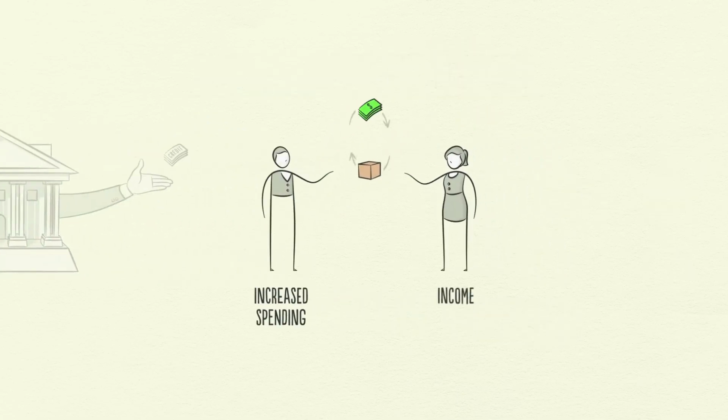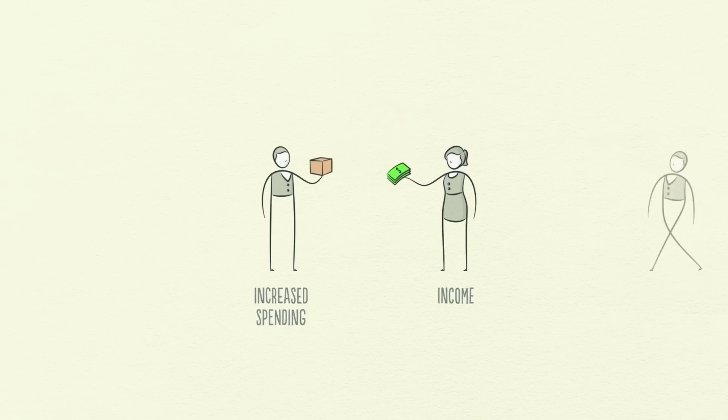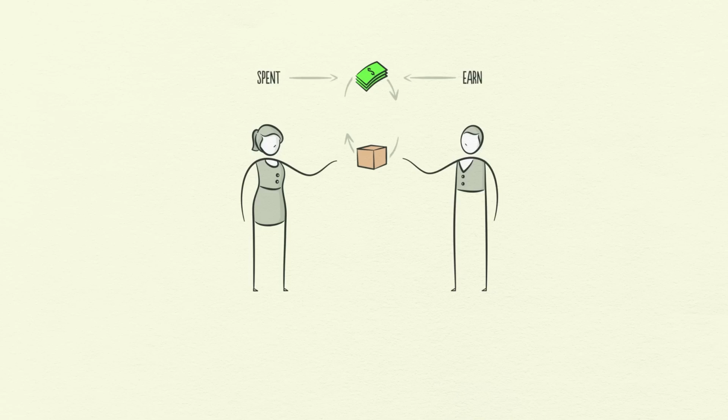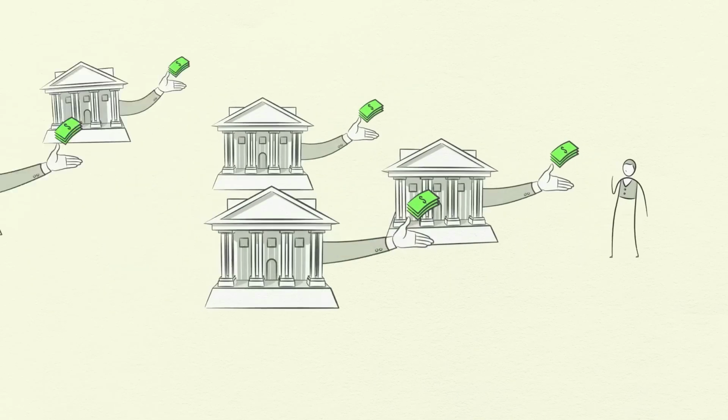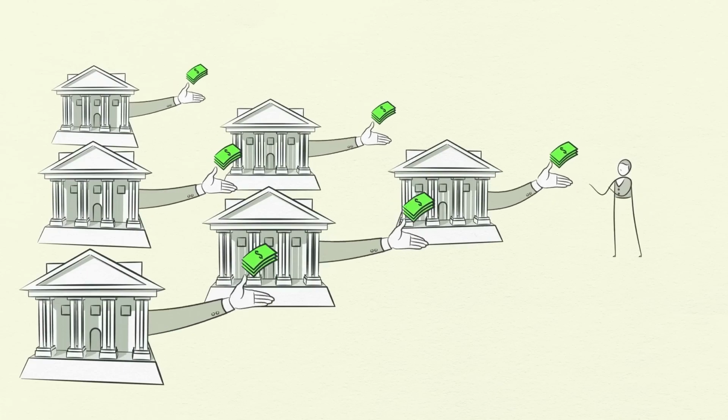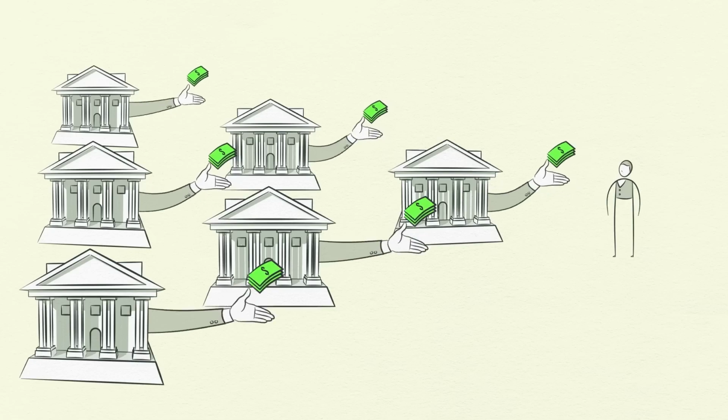This is because one person's spending is another person's income. Think about it. Every dollar you spend, someone else earns, and every dollar you earn, someone else has spent. So when you spend more, someone else earns more. When someone's income rises, it makes lenders more willing to lend him money because now he's more worthy of credit.